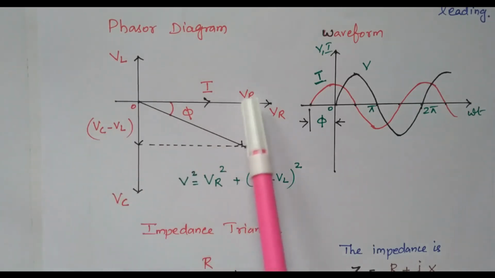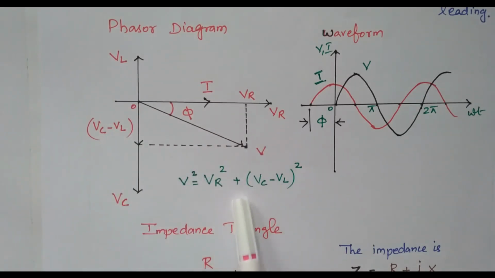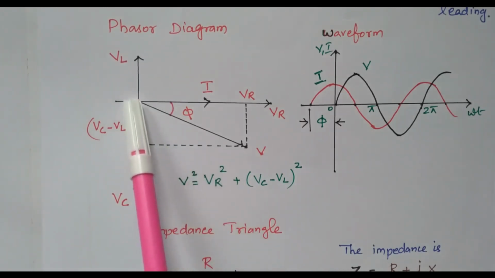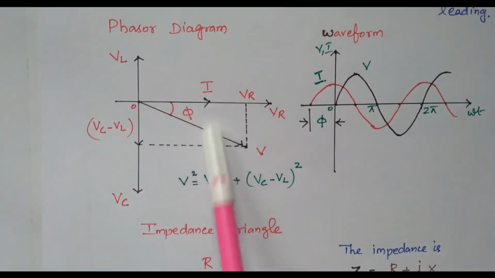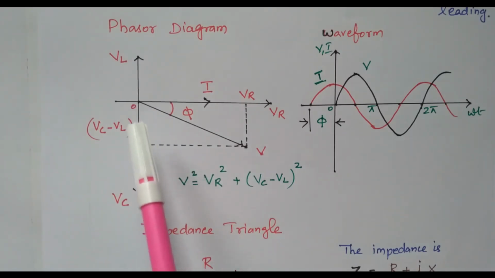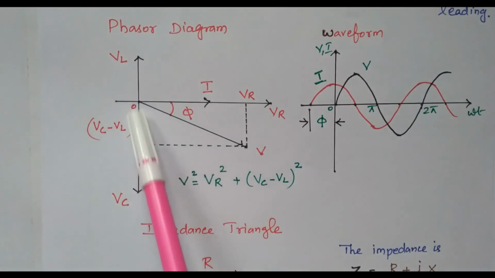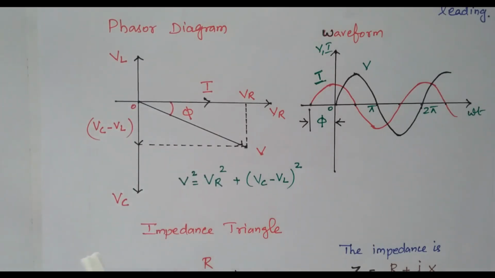The vector sum of these two, the square root of VR square plus (VC minus VL) square, is nothing but the total voltage V. So the angle is also negative; the resultant voltage is also in the negative direction, because in a capacitor circuit the current is leading but the voltage is lagging. So this is the resultant voltage.